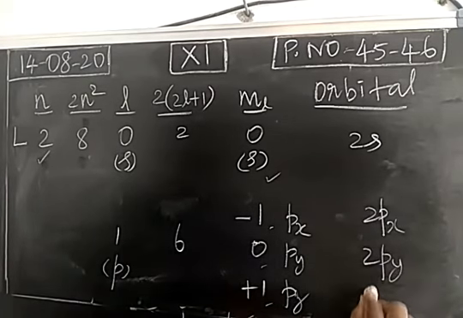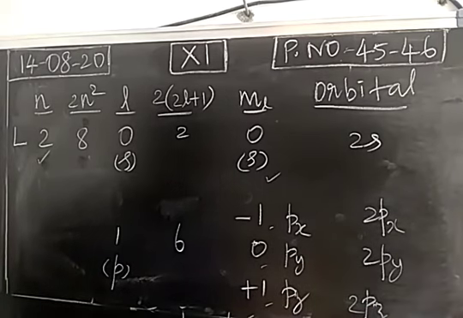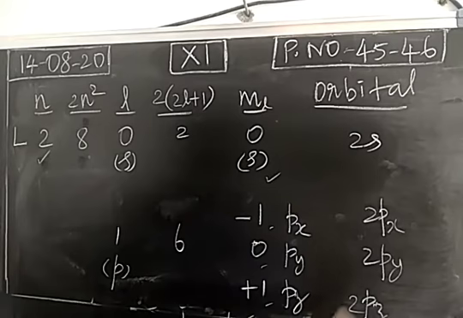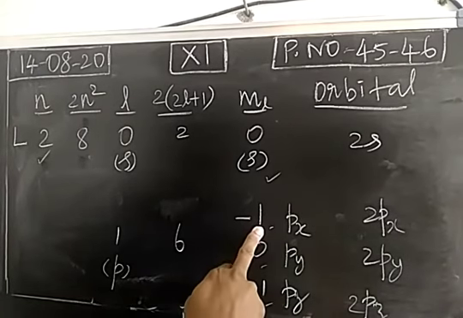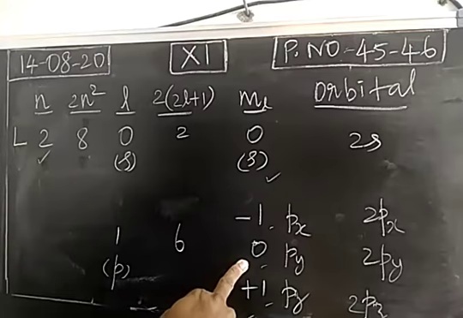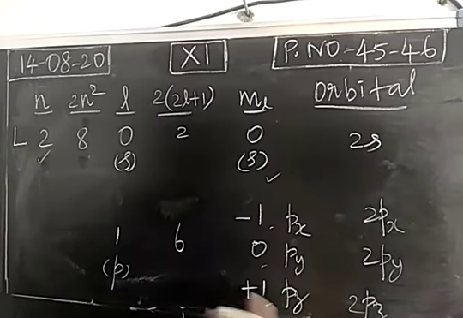2px, 2py, 2pz, and these can be interchanged, right? Mostly these are all assumptions, so all these can be interchanged. For example, this may be 2py, this may be 2pz, this may be 2px. So you can interchange it, no problem.